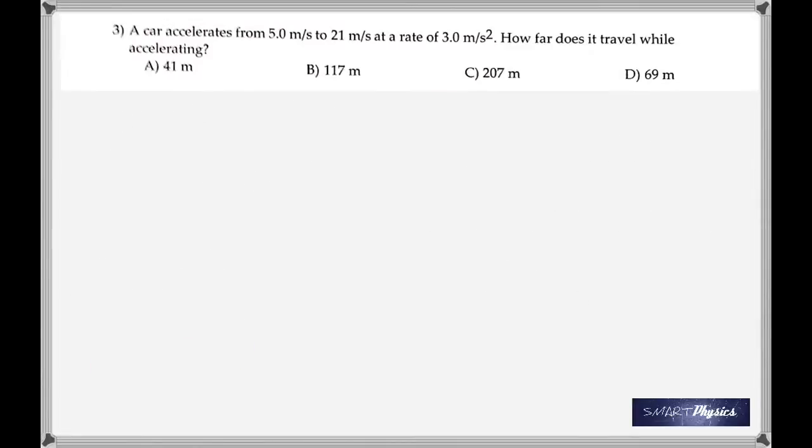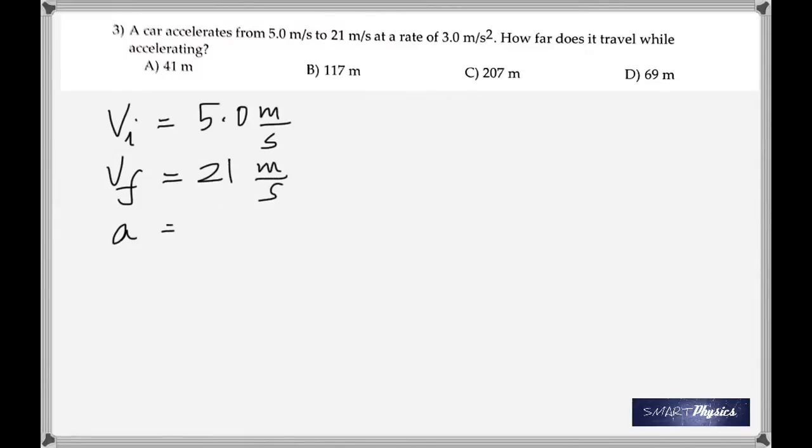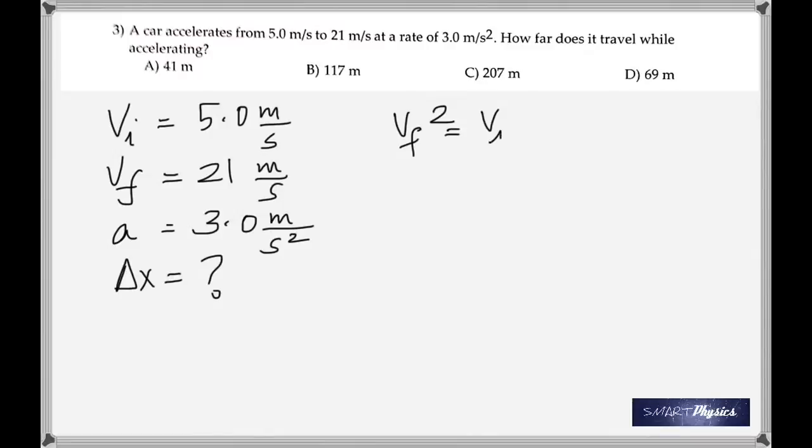And okay, I seem to have missed the second question. That's fine. Now this question talks about a car accelerating from 5 meters per second to 21 meters per second at a rate of 3 meters per second squared. So you have the initial velocity, you have the final velocity, and you also have the acceleration. And you're asked to find the displacement. So delta x is unknown. Got to remember the equation that connects these 4. So those are the 4 quantities.